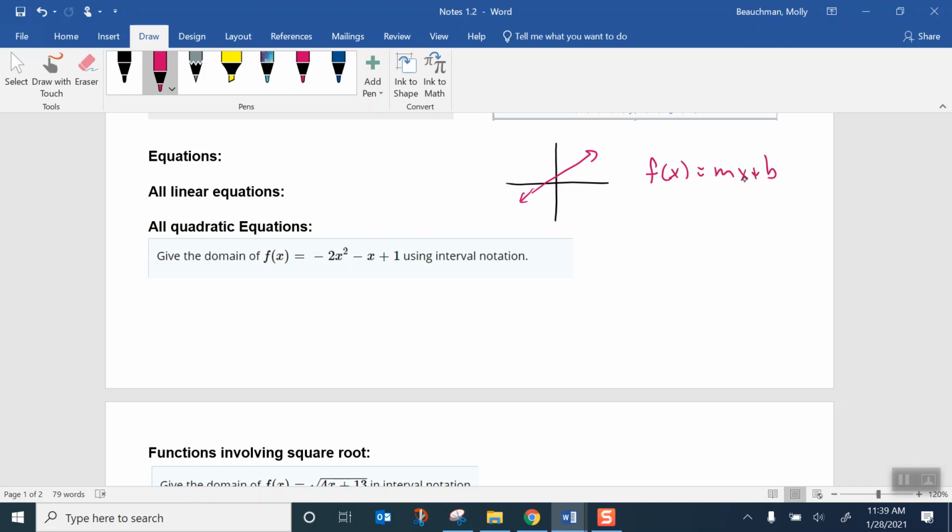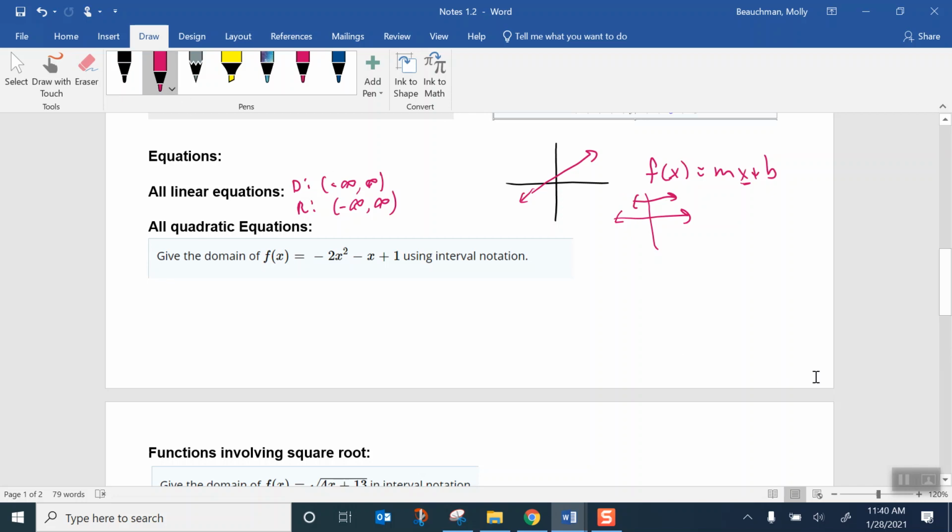The domain of all linear functions, you can put anything you want to in for x. It covers the entire x-axis. So the domain for all linear functions is from negative infinity to infinity. The range of all linear functions is also negative infinity to infinity, except if you have a horizontal line. The domain would be all real numbers, and the range would be only that value of your horizontal line.